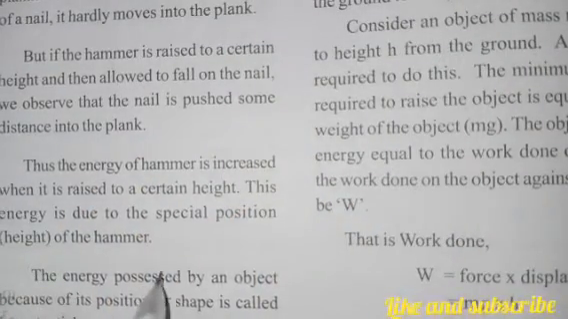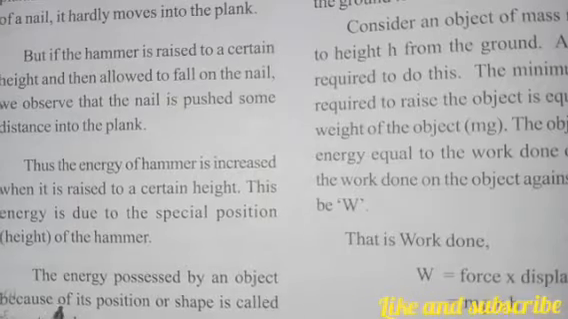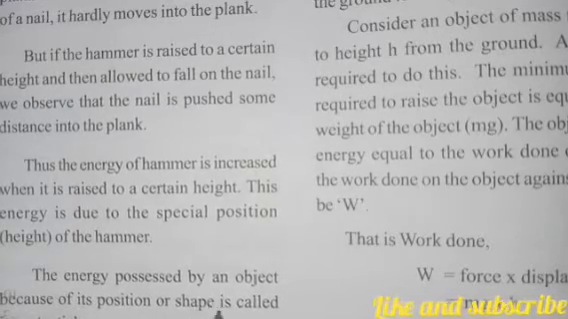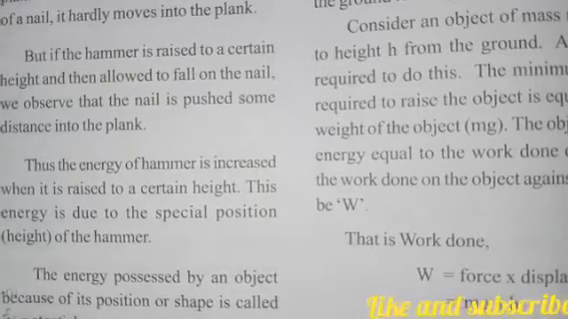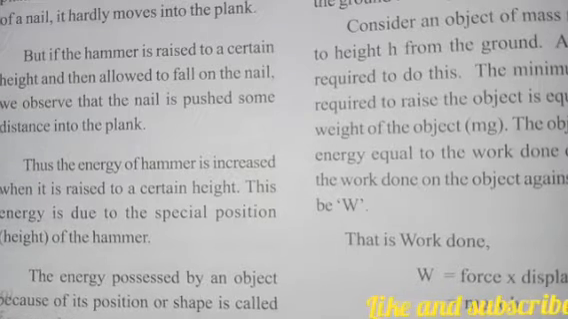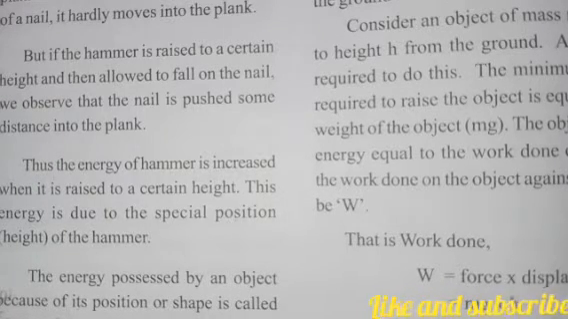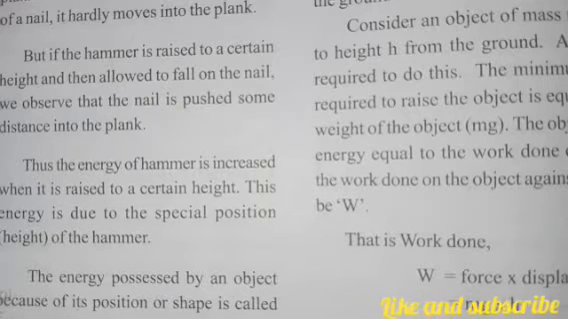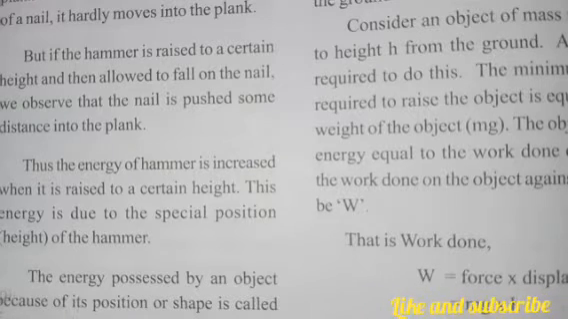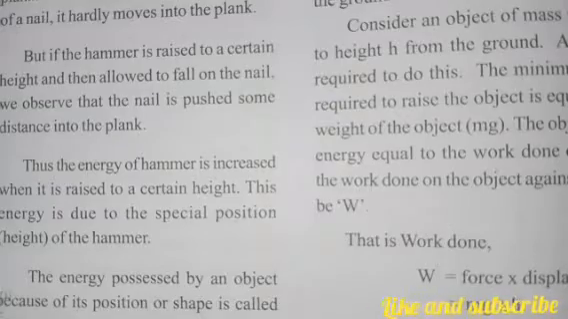So the energy possessed by an object because of its position or shape is called potential energy. So what is potential energy? The energy possessed by an object because of its position or shape is called its potential energy. Right, children? So potential energy, I hope it is clear now. Potential energy of an object at height, or gravitational potential energy, we will learn about it.